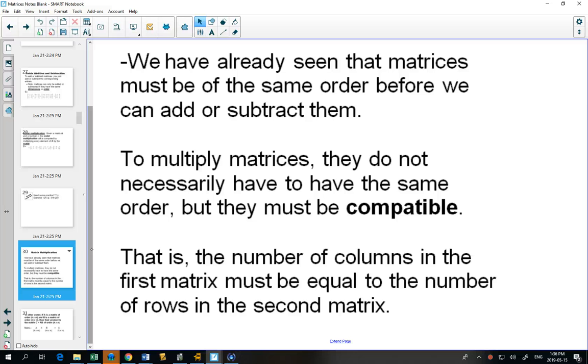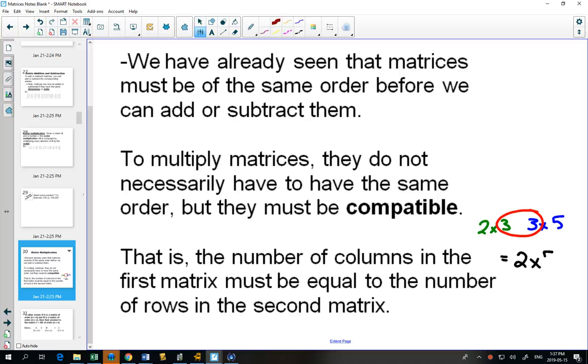In other words, the middle numbers, if you have a 2 by 3 and you're multiplying it by a 3 by 5, these middle numbers need to be the same. If they are the same, we say they're compatible and we can multiply them. You also saw in what we did before that the answer you get comes from those outside numbers. The answer would be of size 2 by 5.